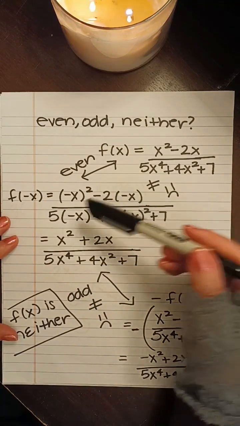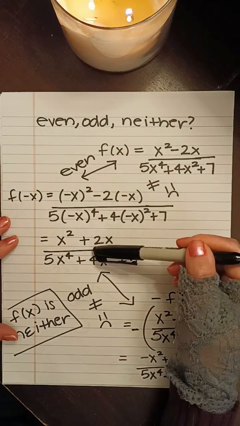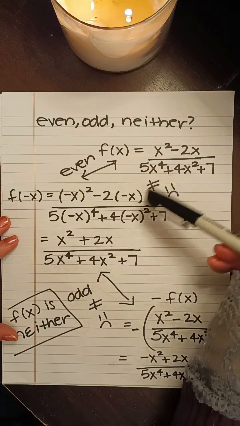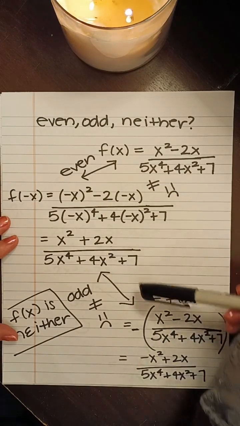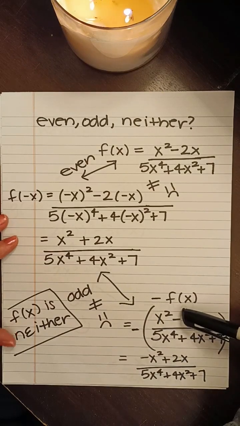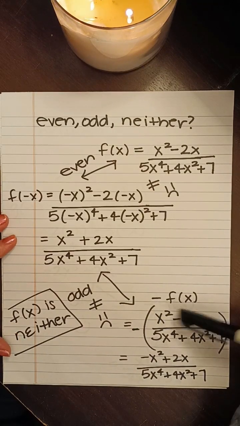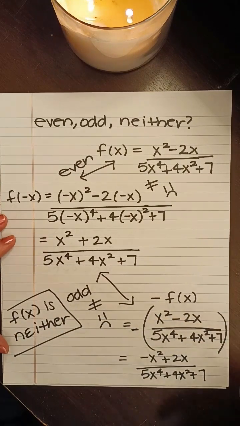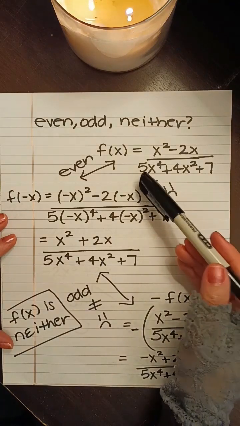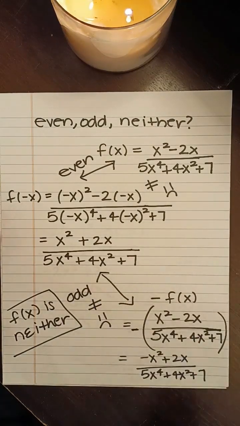So in our case, f of negative x wasn't the same as f of x, and f of negative x wasn't the same as the negation of f of x, the negative of f of x. So f of x is neither. So it has to be one or the other; if it's not either one, then of course it's neither.